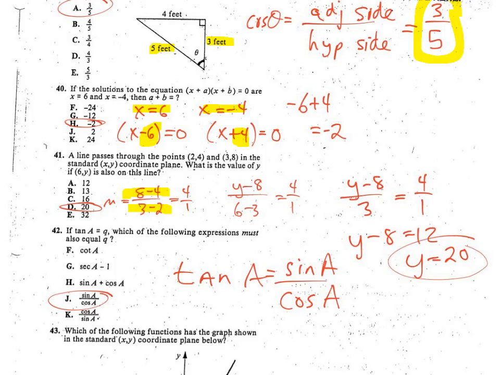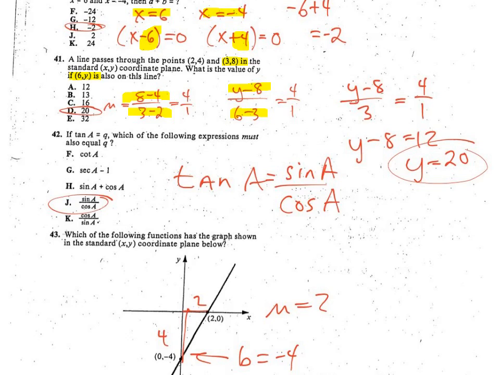We then take the unknown point of 6 comma y, and we're going to use that with the point 3, 8, and do the slope formula again. The y minus the y to get y minus 8, over x2 minus x1, which is 6 minus 3, and set that equal to the slope that we found, 4 over 1. Simplifying, cross-multiplying, and solving for y, we get y equals 20.